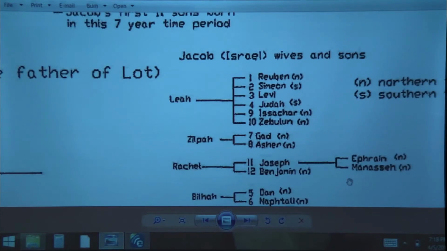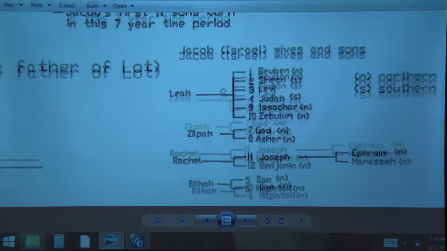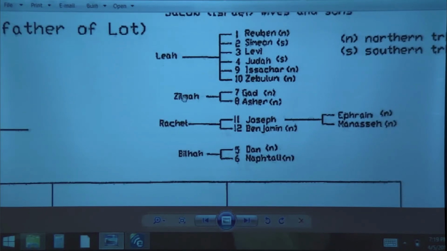Okay. Right here we have Israel's wives and sons, or descendants. Remember, he had Leah and her handmaiden, Rachel and her handmaiden. The firstborn was Reuben, then Simeon, then Levi, Judah, Issachar. Well, actually, it was 1, 2, 3, 4. And then you had Dan and Naphtali, then Gad and Asher, 7 and 8. Issachar 9, Zebulun 10, and then Joseph and Benjamin were 11 and 12.